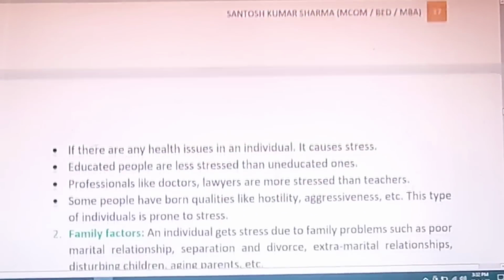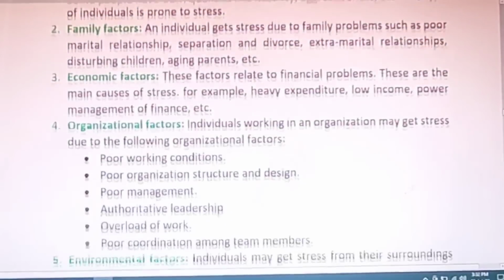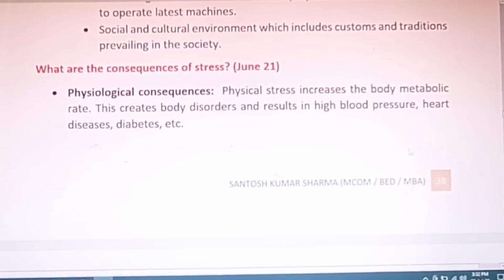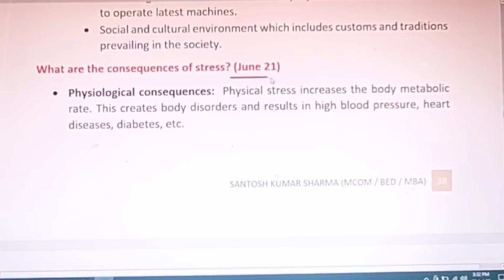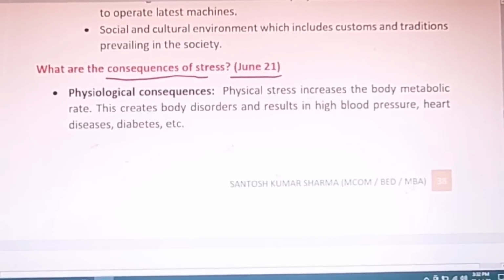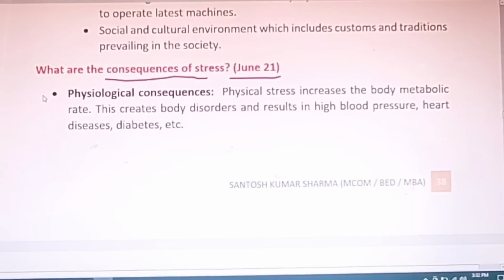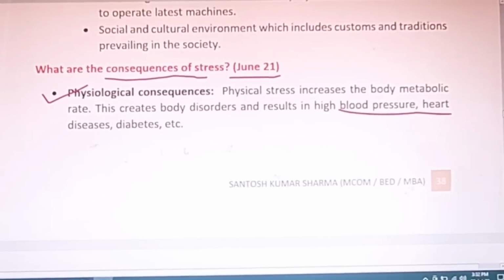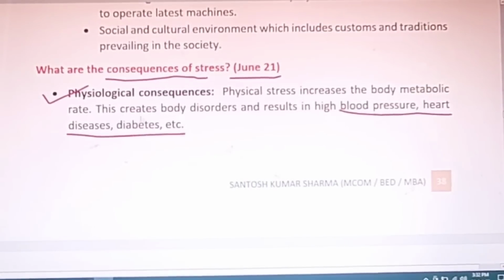Okay, so there we are with the next question, and this question came in the June 2021 exams. What are the consequences of stress? This is also a very common question. Basically there are physiological consequences, like high blood pressure and heart problems. Then it causes a lot of physical problems.